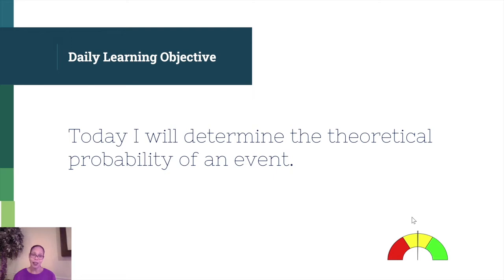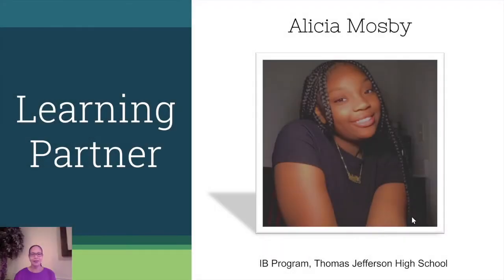So our daily learning objective for today is to be able to determine the theoretical probability of an event. And today we have a learning partner who is visiting with us for today's lesson. Alicia Mosby is our learning partner, and she is a rising junior in the IB program at Thomas Jefferson High School. She is going to join us to take a closer look at 3 common tools we see when we perform probability exercises: our number cube, our coin, and playing cards. Now, this is the portion of today's lesson where we will use these tools with your probability accessory mat that again is located in your learning plan.